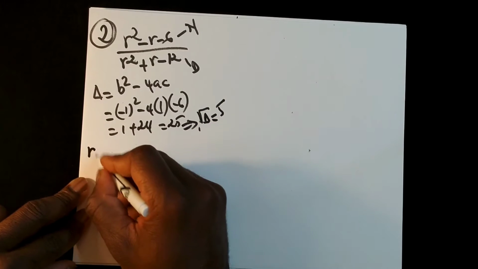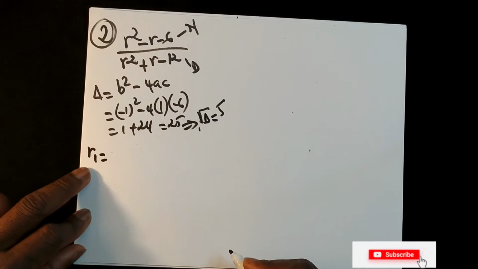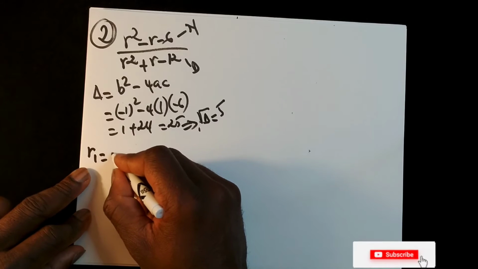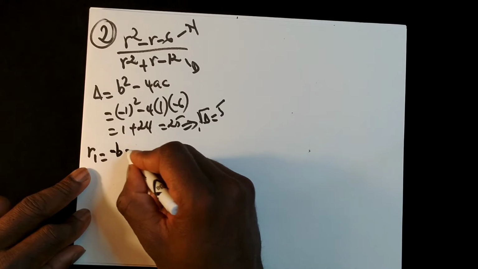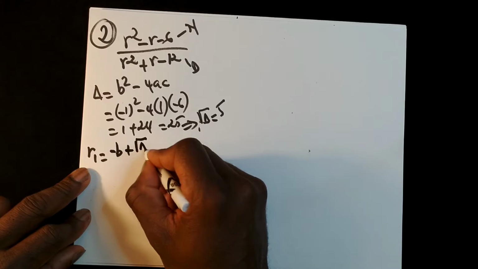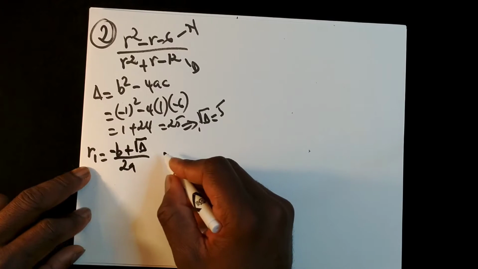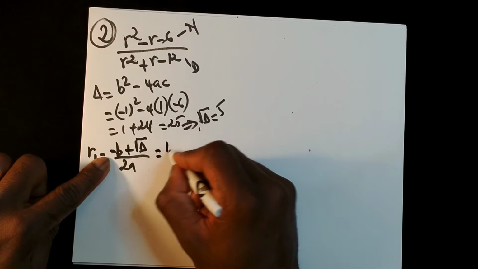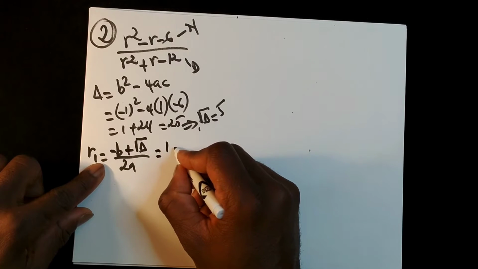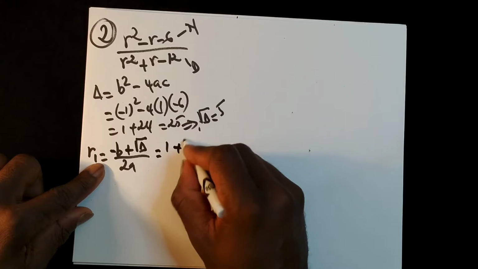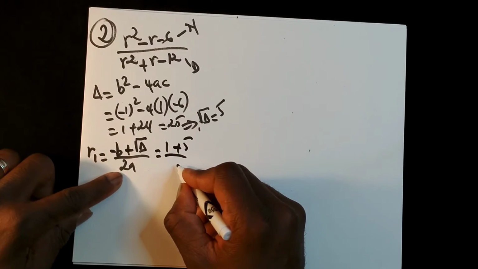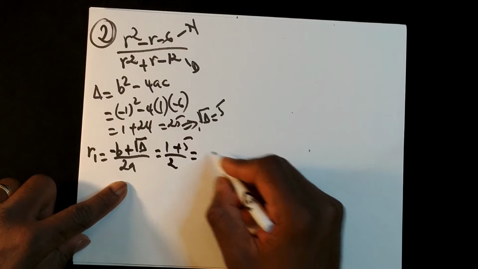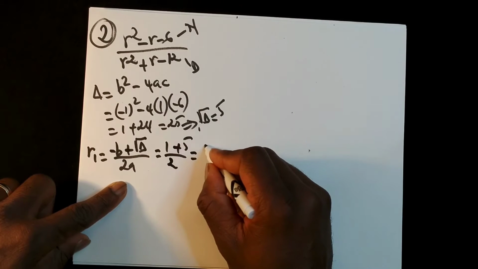So we can calculate r1. The formula for r1 is minus b plus the square root of the discriminant over 2a. b is -1, so minus b will be 1 plus 5 over 2a. a is 1, so it's going to be 2. That is 6 over 2, which gives us 3.